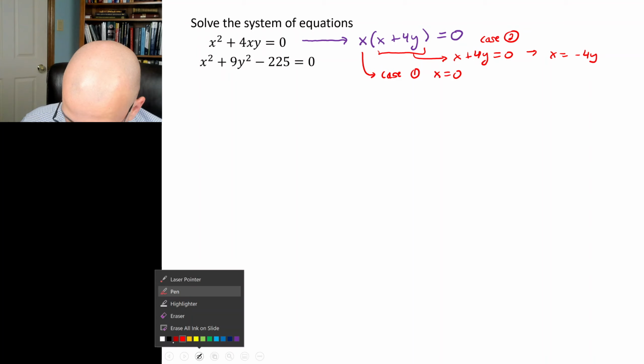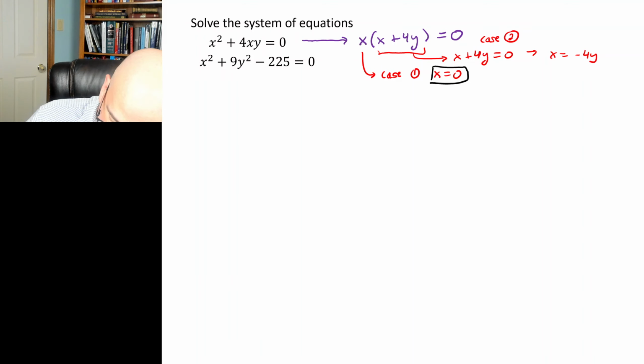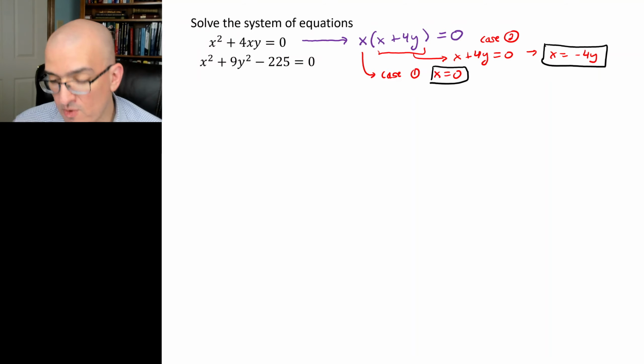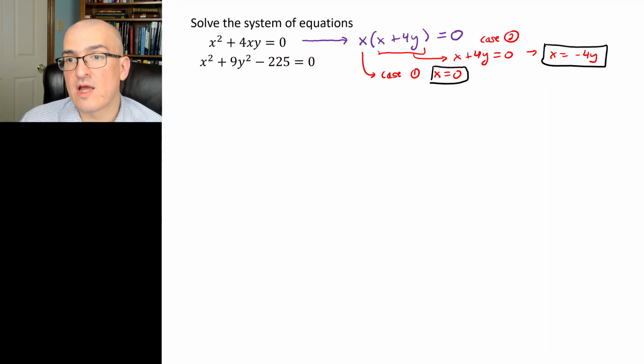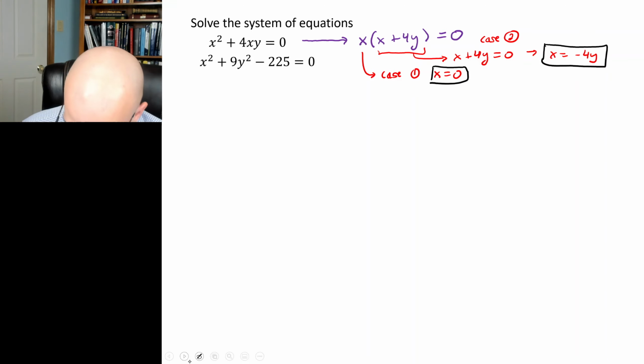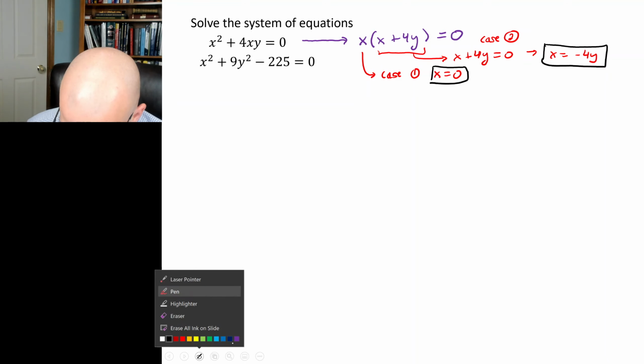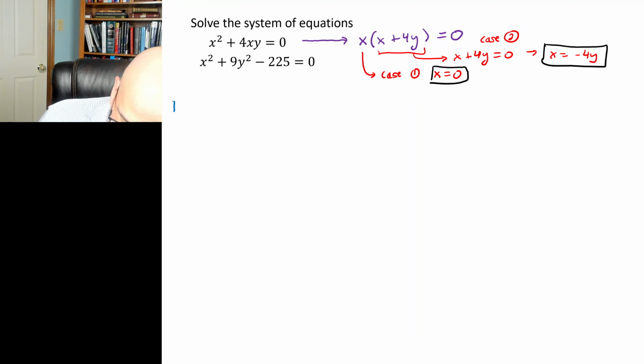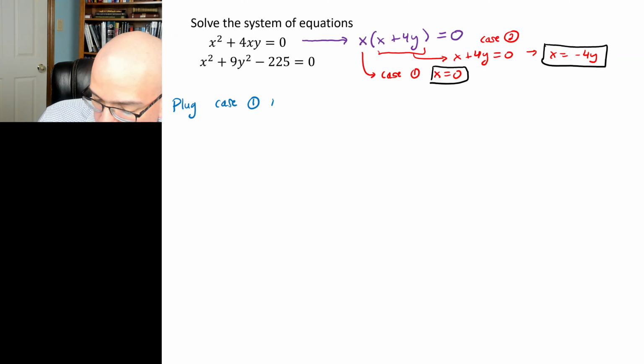I'm going to circle those. x is 0 for case 1, x is equal to negative 4y in case 2. And what I'm going to do with these is take each and plug them into the second equation. What will happen is the second equation in both of these cases will have one variable only. So we're going to plug case 1 into equation 2.